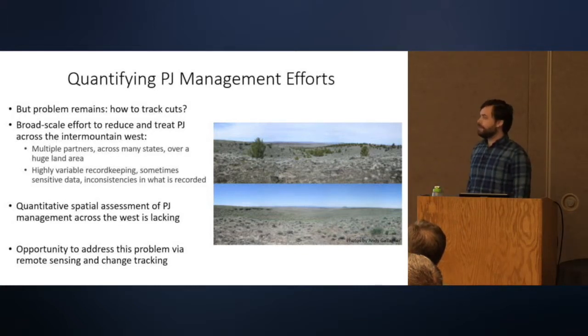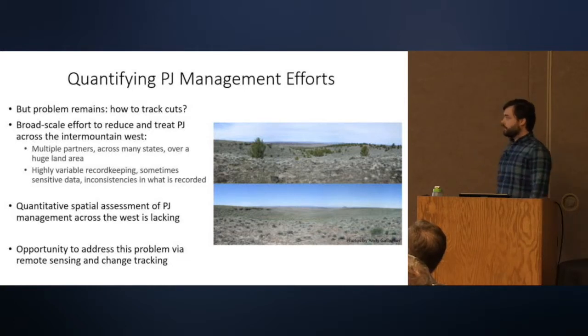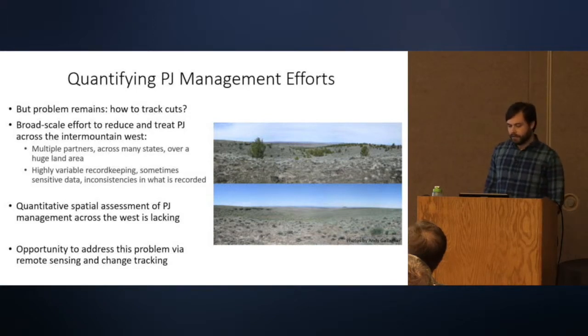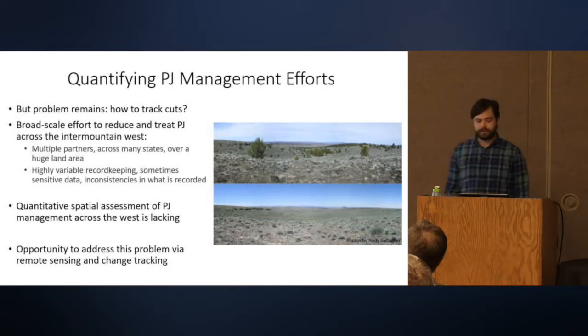And the problem comes in that all of these different groups might record data in terms of what they're doing in a different way. Some groups might not even record the location of where they're working, maybe because it's private land or something like that. And for the groups that do record the information in terms of conifer treatment, they might record it in a different way, so it might not all fit together nicely. So ultimately what we're left with is a real lack of any sort of full quantitative assessment of where this type of pinyon juniper management, this conifer management, is occurring across the West.